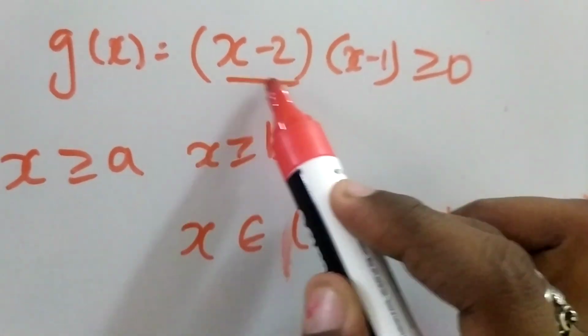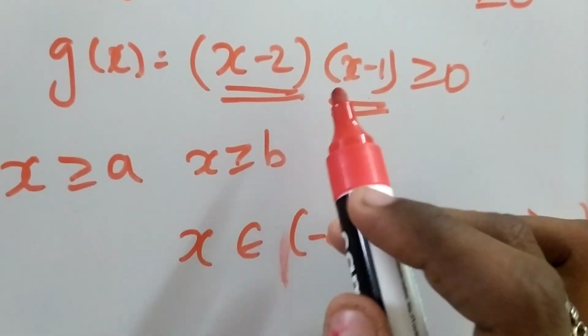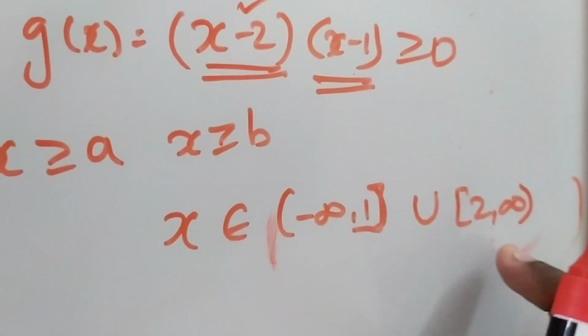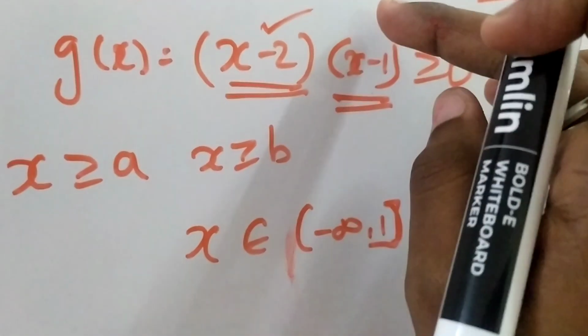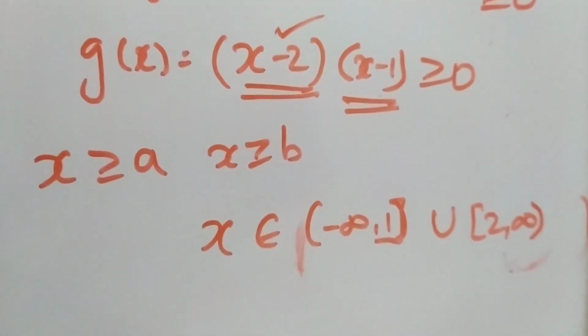The thing is, the x value will be like 2, the x value will be like 1. So here the greatest value is 2, right? So it should come like 2 comma infinity. Okay, the lesser value we have to consider as minus infinity to 1.